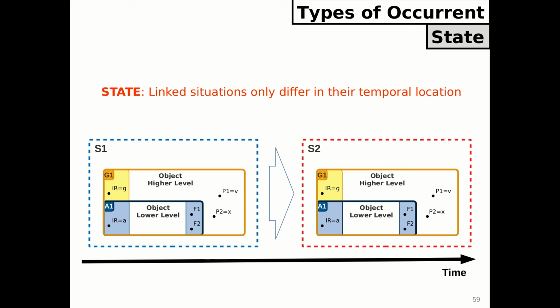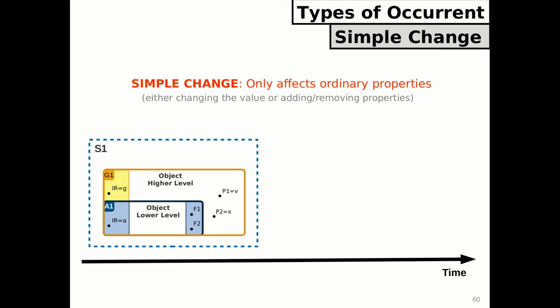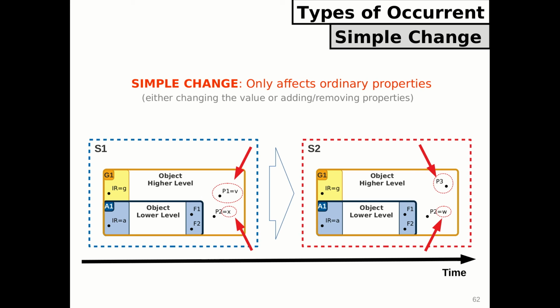In states, the linked situations only differ in their temporal location, so that no property is affected by this type of occurrent. Simple chains only affect ordinary properties, either changing their values or adding or removing properties of this type. So we have a situation with an object that's constituted of another one, and these objects have two ordinary properties, P1 and P2, and then we have an event that's a transition from this situation to another one, in which the property P1 was removed, the property P3 was added, and the value of the property P2 was changed from X to W.